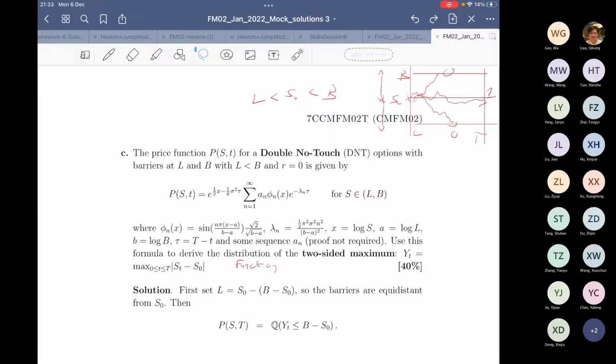Okay, so this gives us the distribution, apart from the slightly weird thing that we have B minus S0 there. But I can just call B minus S0 little y, say, and then, well, let me think, is that any kind of problem, or is that okay?